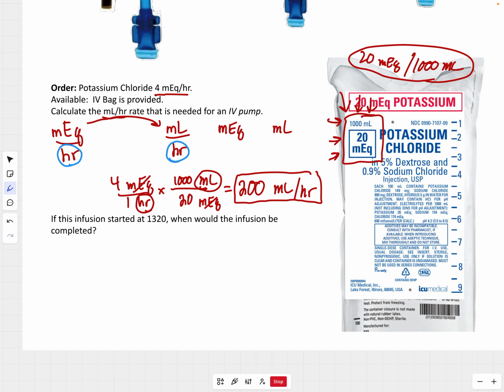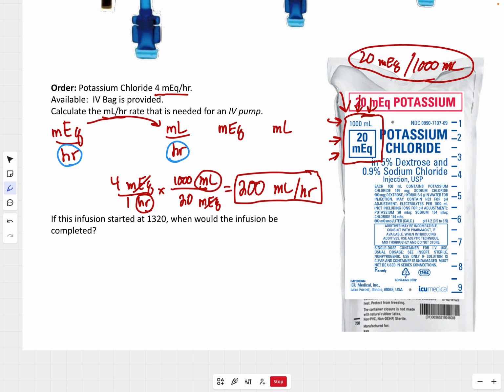So if we need our patient to receive 4 milliequivalents per hour and we are hanging the IV bag that is provided to us, well, there are 20 milliequivalents in this bag of 1,000 mLs. We can use that as our conversion factor. 4 milliequivalents converts to 200 milliliters per hour.